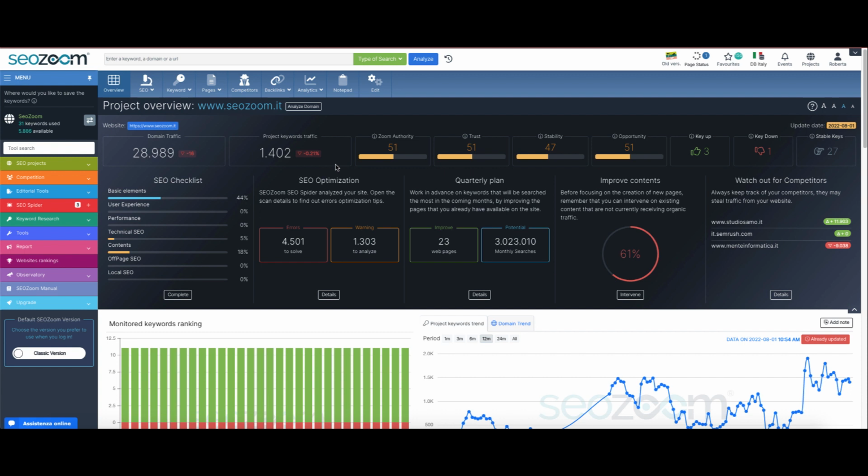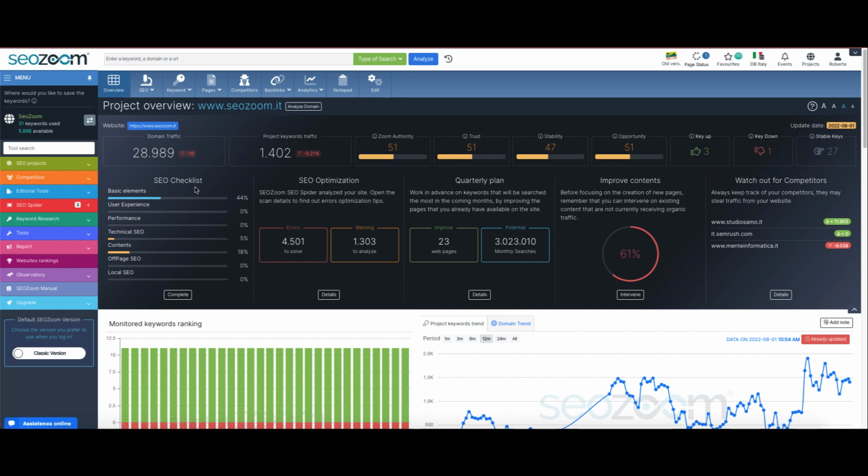In addition to this initial information, there's our Zoom authority. The Zoom authority is a value from 0 to 100 on a logarithmic scale that, along with trust, stability, and opportunity, tells you about the authority of the website. It is an SEOZoom proprietary metric, which adds up a range of information including traffic, volume, amount of keywords, their distribution, and a whole lot of other information that help us define how the site is more or less authoritative in the eyes of the search engine. Next to this starting info, you can also find the up, down, or stable trend of your monitored keywords.